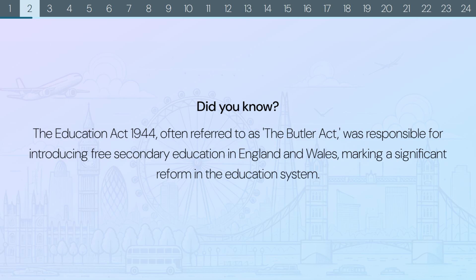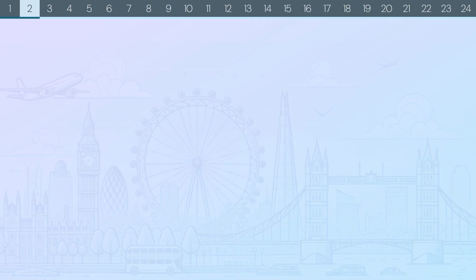Did you know, the Education Act 1944, often referred to as the Butler Act, was responsible for introducing free secondary education in England and Wales, marking a significant reform in the education system.